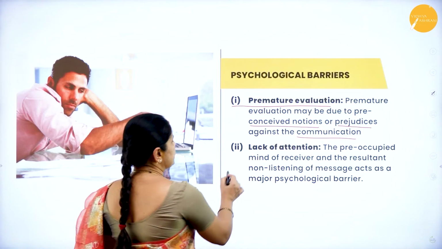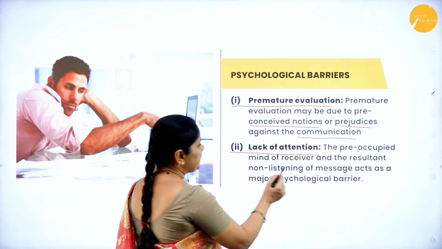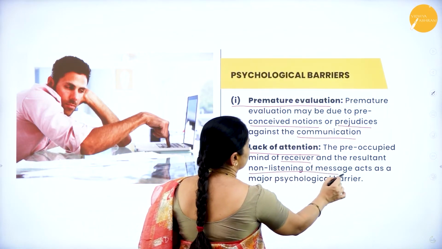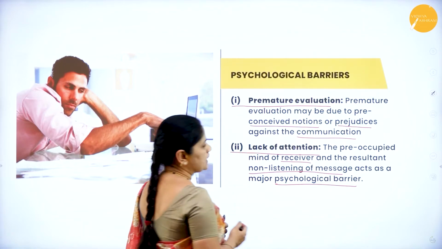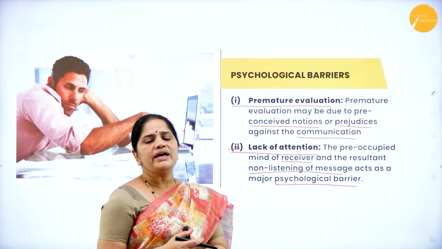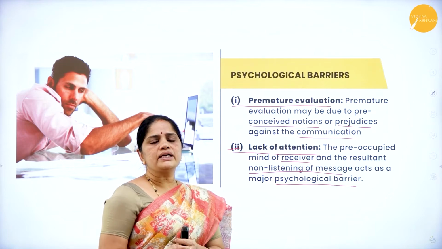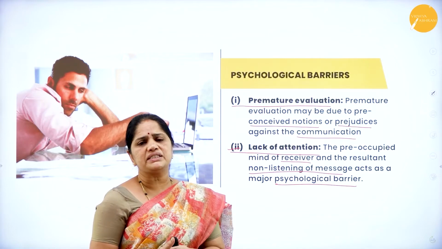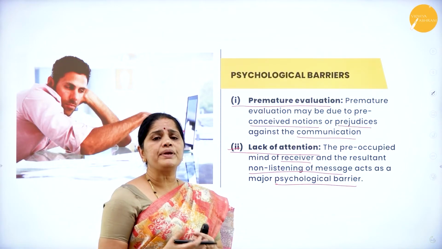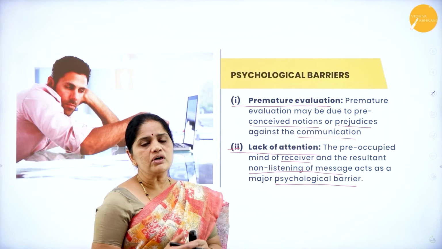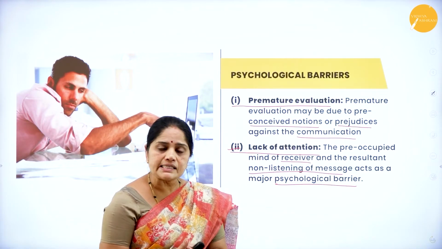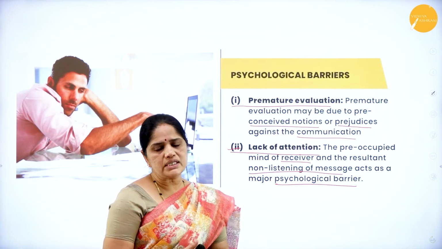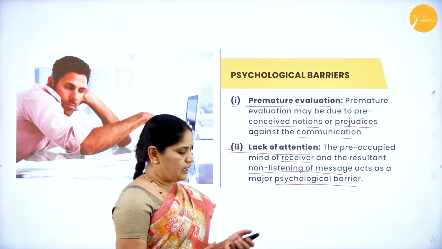Then, the second one is lack of attention. The preoccupied mind of the receiver and the resultant non-listening of the message acts as a major psychological barrier. Whenever the superior is hearing the problems of the subordinate, the superior is not actually listening. He will be just keeping quiet, but he will be preoccupied with his own thoughts. So, when he is preoccupied with his own thoughts, he is not actually listening to what the subordinate is telling. This we call a psychological barrier.